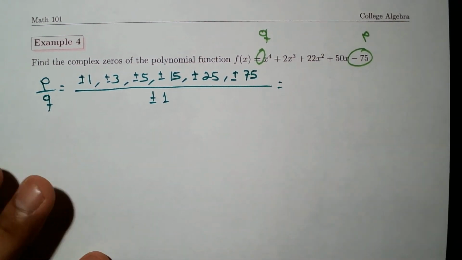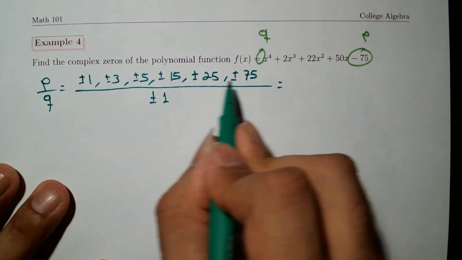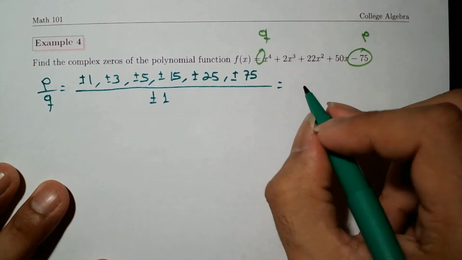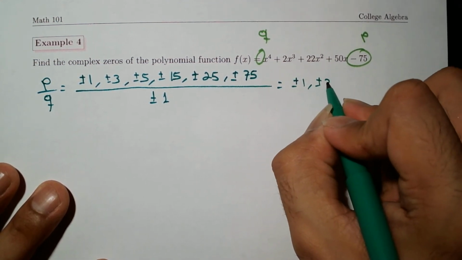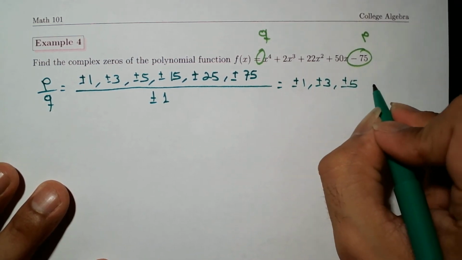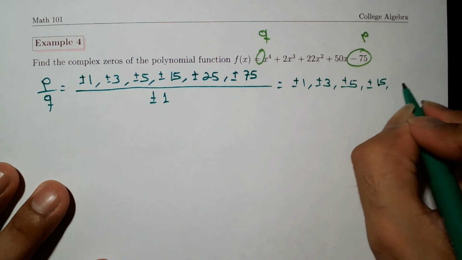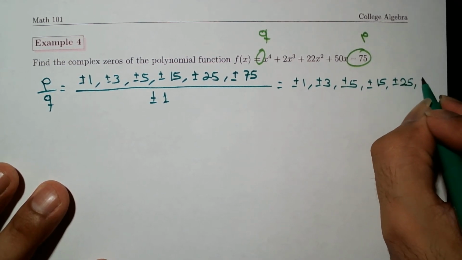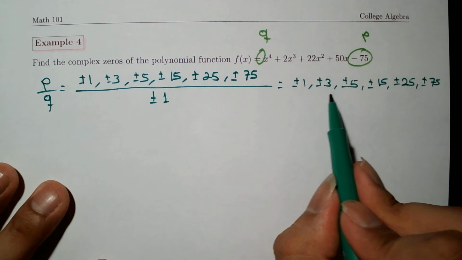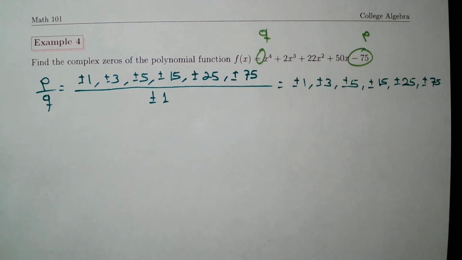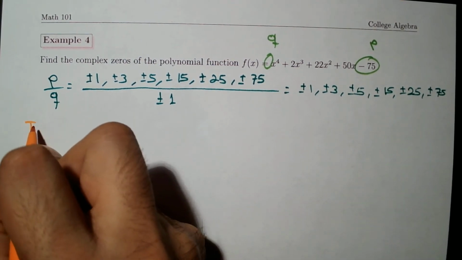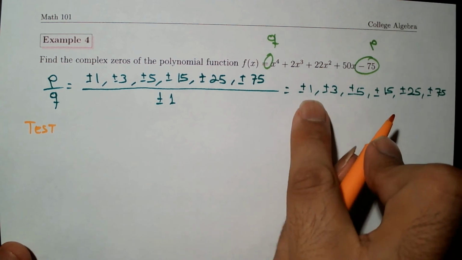Dividing every single number here by 1, it's only those numbers in the numerator of the ratio P over Q: plus minus 1, plus minus 3, plus minus 5, plus minus 15, plus minus 25, and plus minus 75. So I'm going to have 3 and 3, that's 6 times 2, a total of 12 potential zeros here. And what are we going to do? I'm going to start with negative 1.